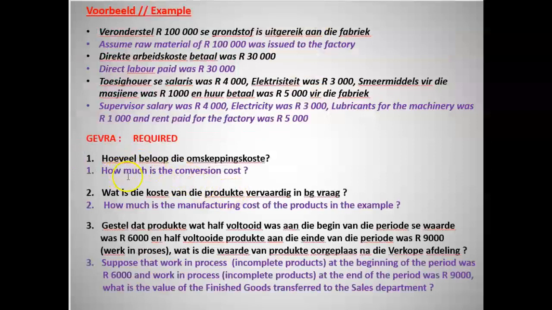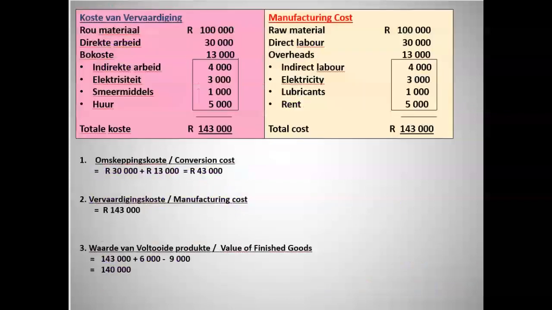The first question was, how much is the conversion cost? Now remember, conversion cost is the cost that I've incurred in order to convert the raw material into the final product. So it cannot include the raw material, but it's a cost incurred to convert the raw material. So that's my direct labor plus my overhead costs, which is in total 43,000 Rand.